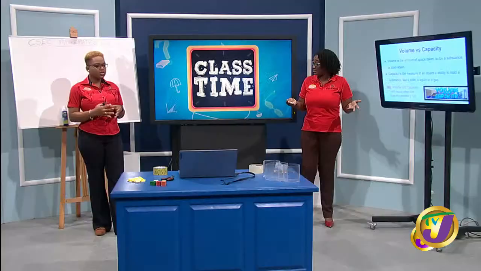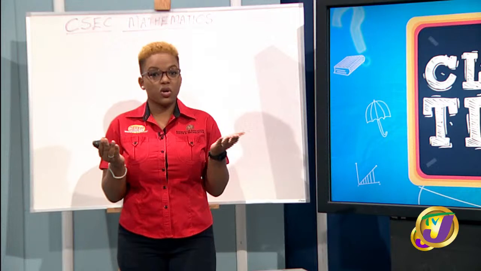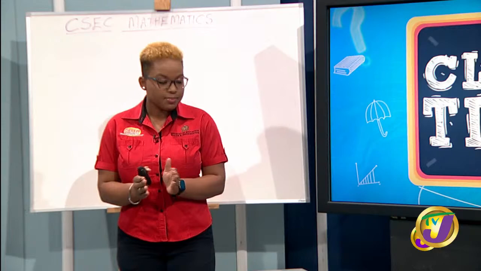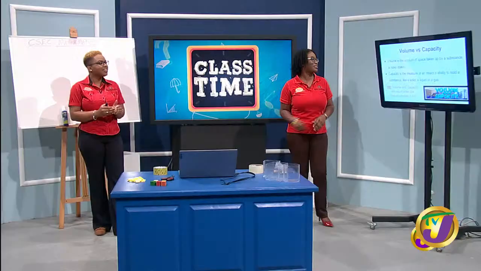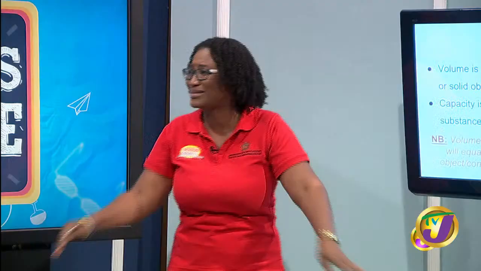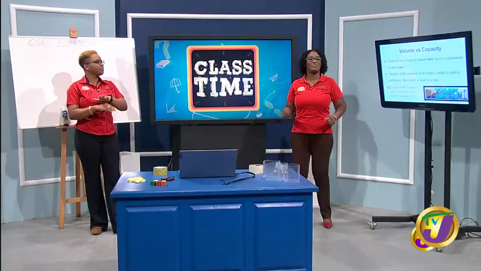So we said that's the capacity of the container maybe? Definitely. In this example, you can probably think of what we Jamaicans call a shed pan. The capacity of your shed pan will determine the amount of lunch you can take. Volume and capacity, though, can be equal. And they are actually equal when the object or the container is full. Makes sense. Because sometimes you say the thing is full to capacity. Full to the brim.